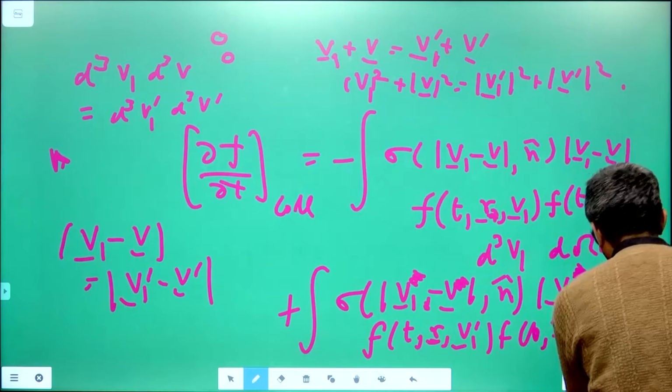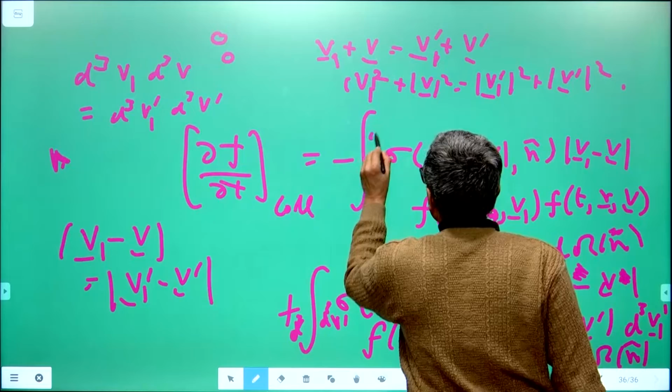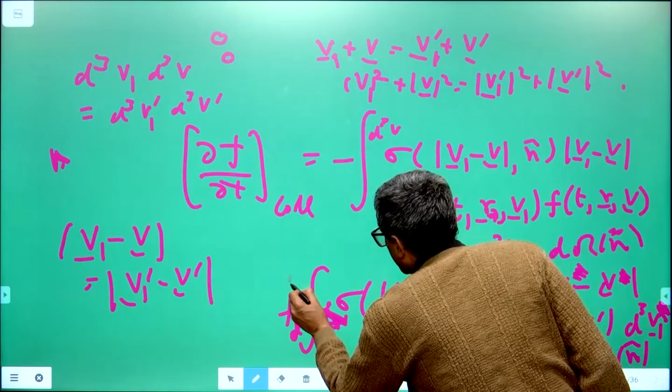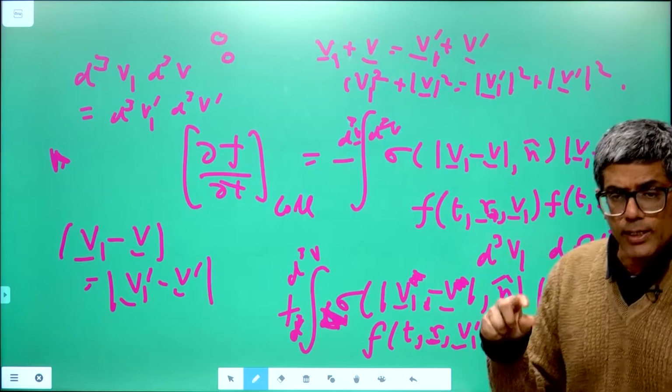Here you have actually d3V prime, here you have d3V. Since you are fixing d3V, you first write d3V prime into d3V1 prime as d3V1 into d3V, and then you integrate over, you remove the prime here and you remove the prime here. So, d3V comes out here, here you have also d3V coming out. So, per unit phase volume around this velocity V, you have this expression for the collision term.